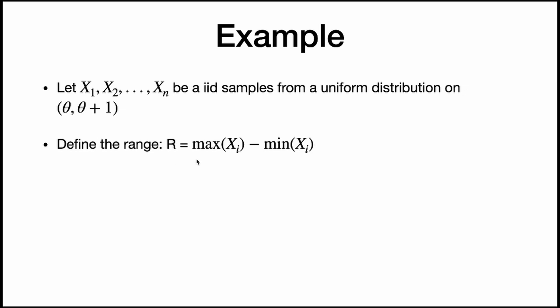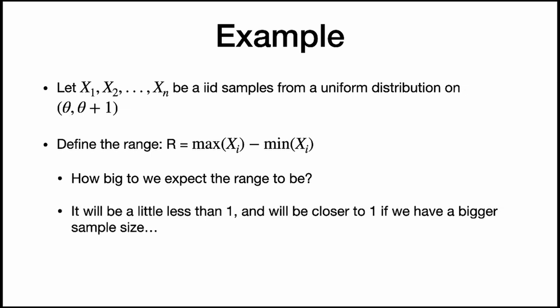And let's define the range to be the max minus the min. Well, how big do we expect the range to be? The maximum is probably going to be close to theta plus 1, and the minimum is going to be close to theta. So the range should be about 1. It will be a little bit less than 1, and it will be closer to 1 if we have a bigger sample size. But it doesn't depend on theta, right? It does depend on the sample size, but it does not depend on our parameter theta. It is ancillary, meaning it is independent of theta.